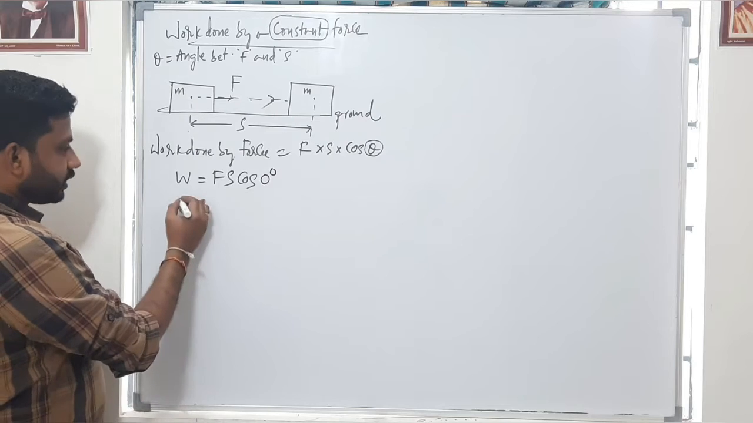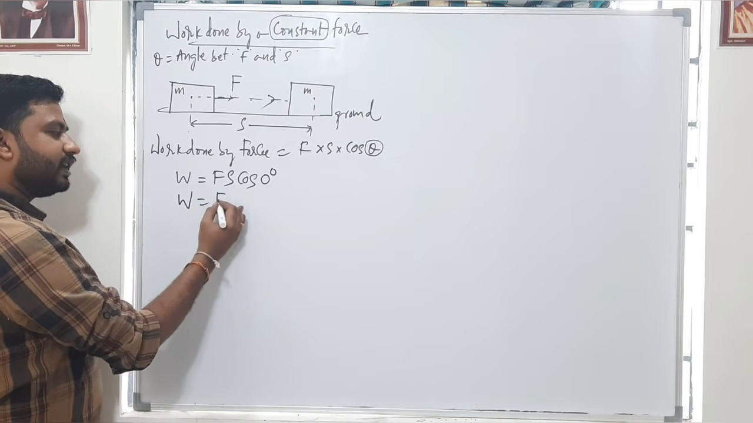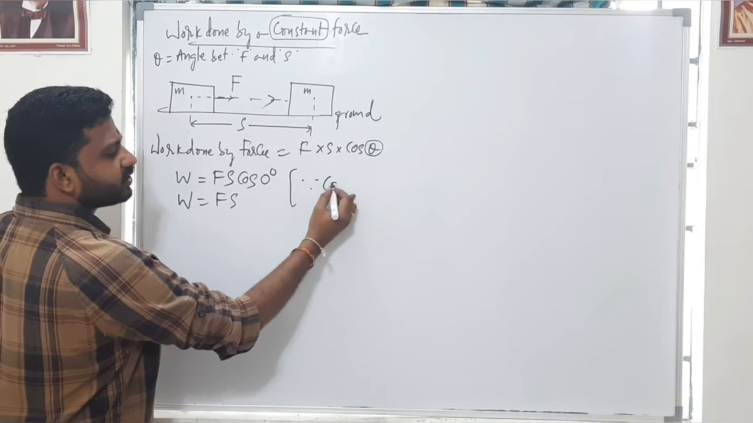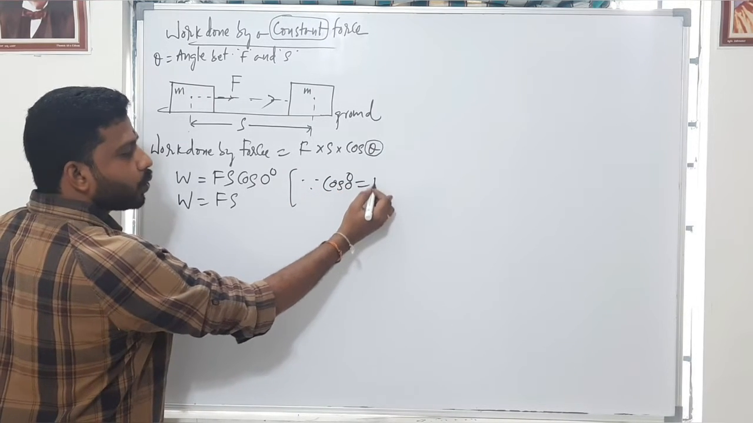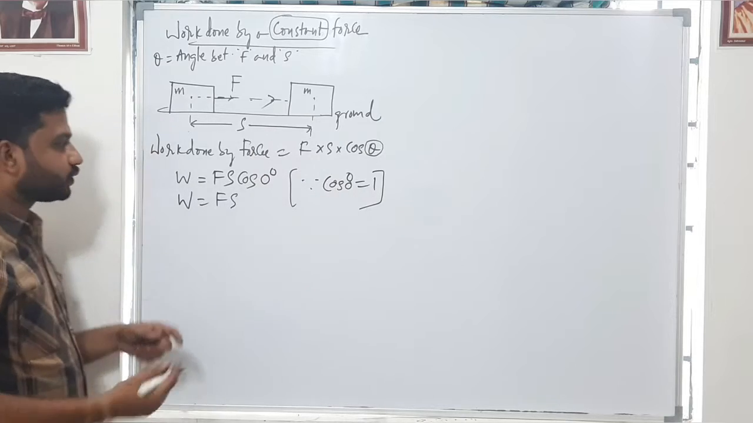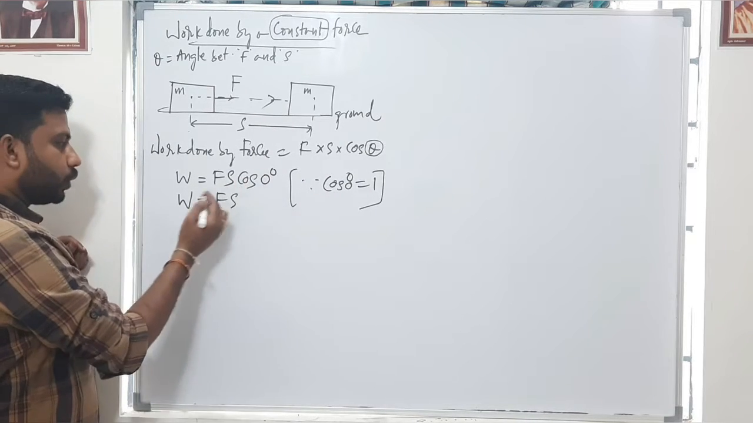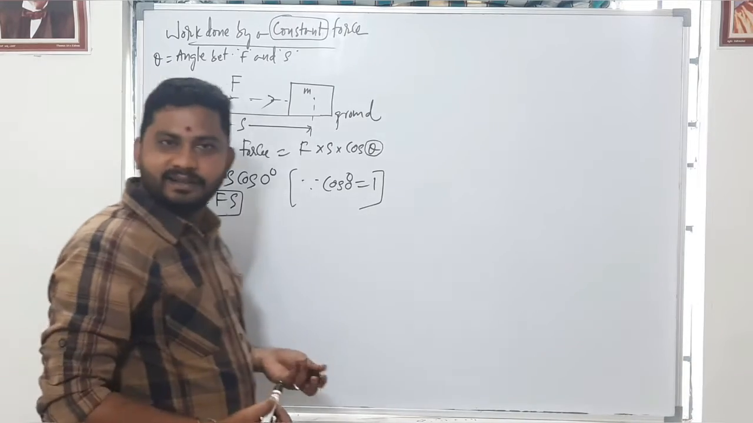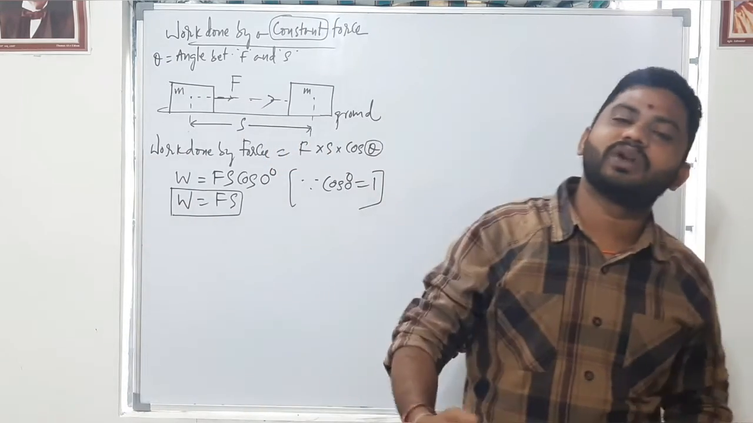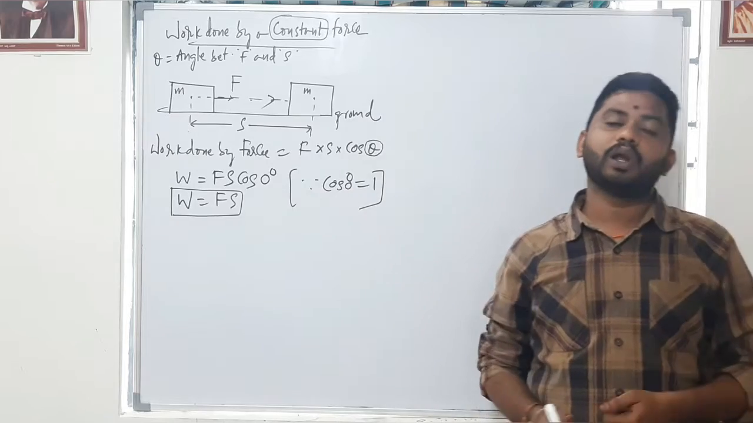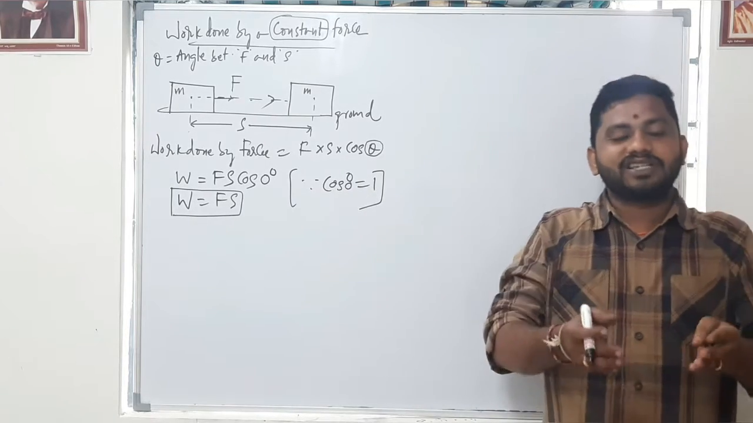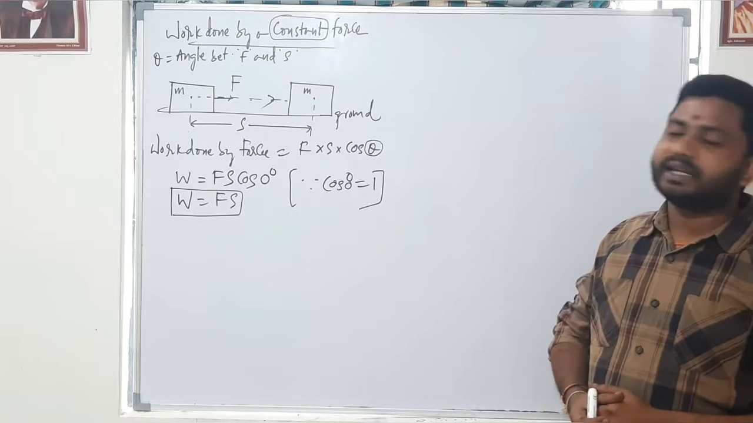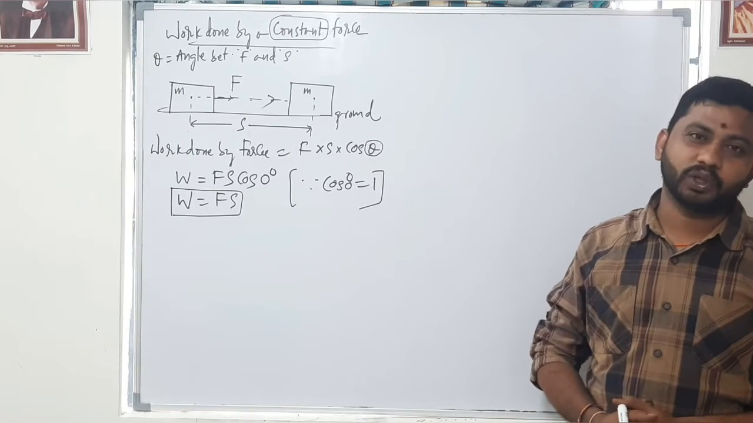So finally W is equal to F into S, whereas cos 0 degrees is how much? Cos 0 degrees is 1. So that's why I have written Fs into 1. So W is equal to Fs. This is the reason most of the students remember the formula of work done by a force as force into displacement. Force into displacement. Clear? So the actual definition of the work done by a force I am going to tell you now.